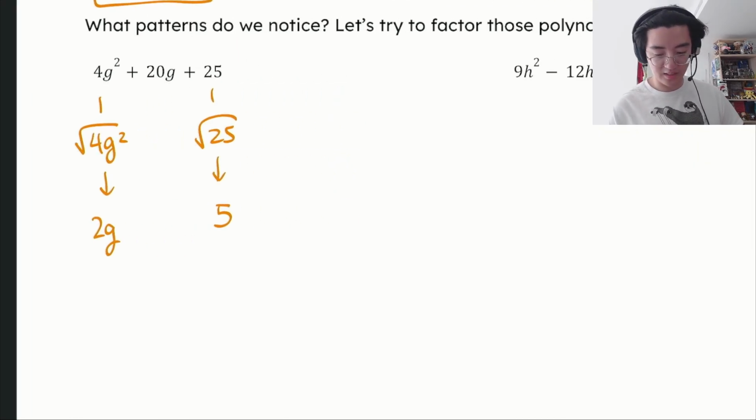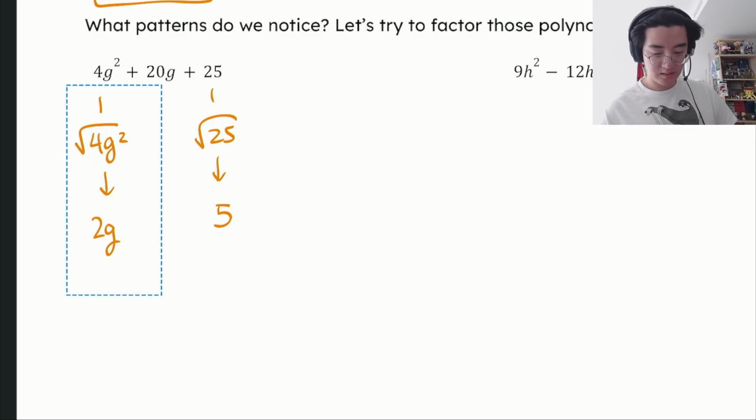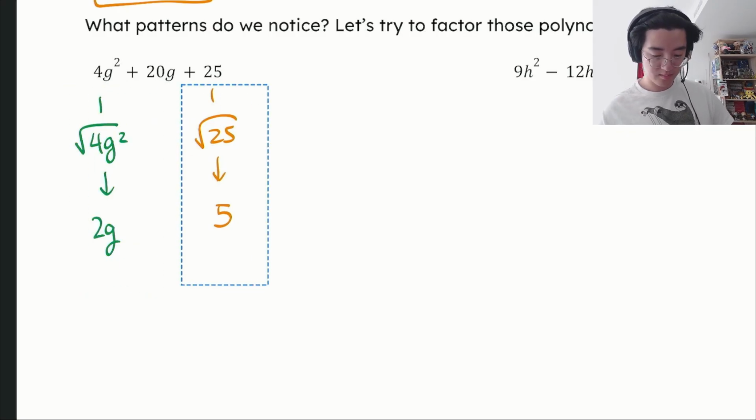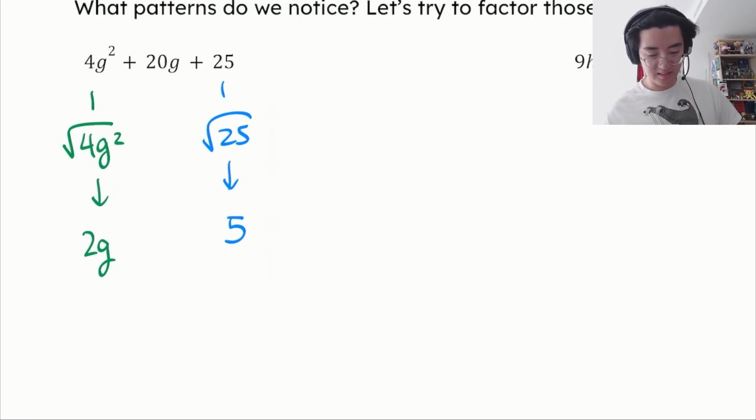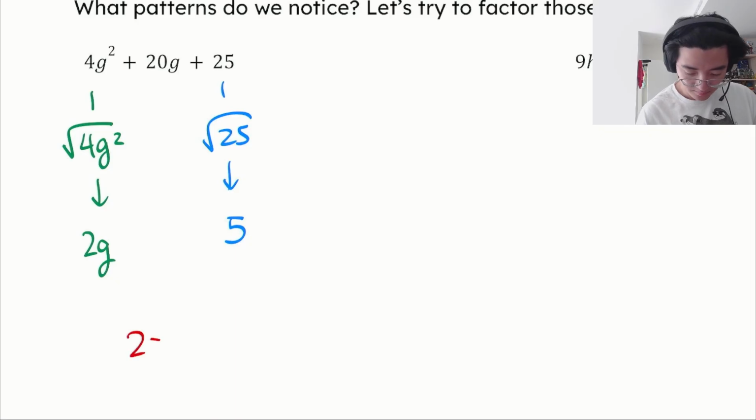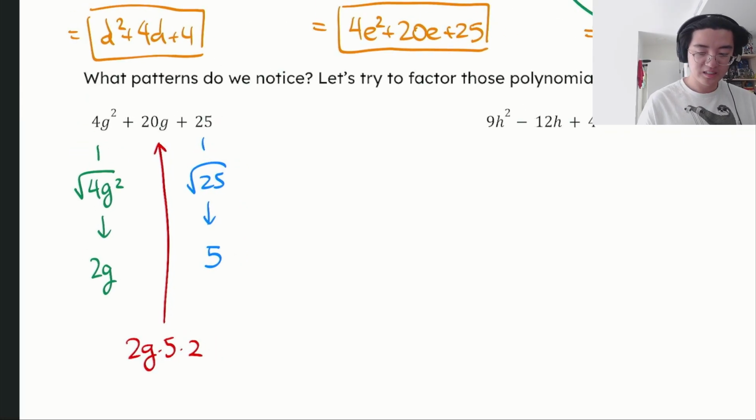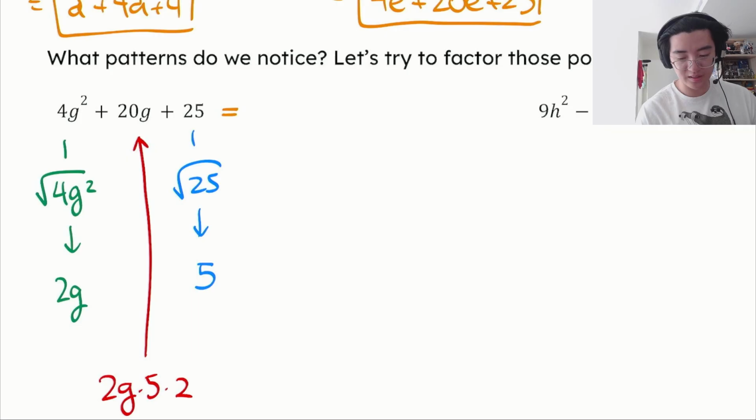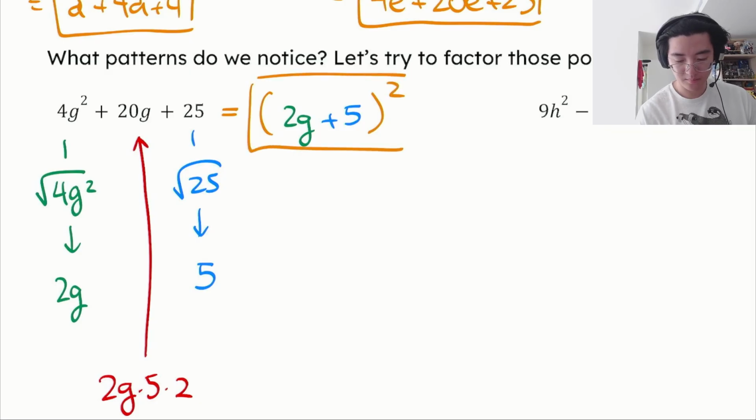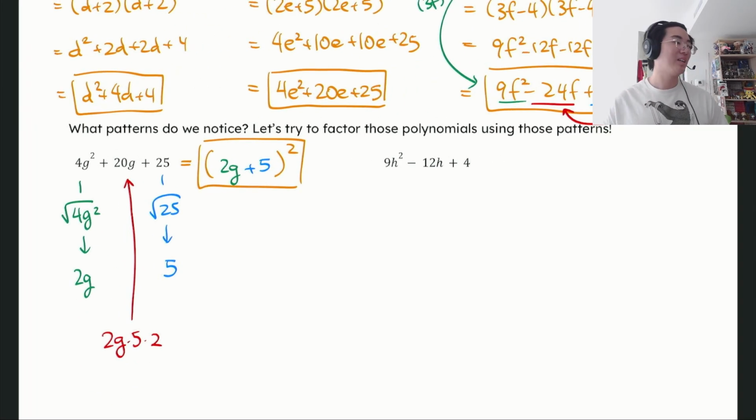Actually, let me change the color so it matches. So this is the green. Here's the blue. And then lastly, if we multiply those together, 2g times 5, and we multiply it by that 2, right, we get 20g. Which means that all we have to do now is to say, okay, so this is just 2g plus 5 squared. Okay, and that's it. Alright, then we're done. This is how we can factor those special polynomials.